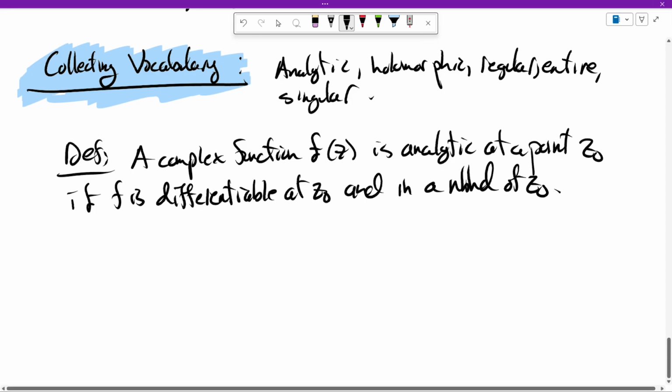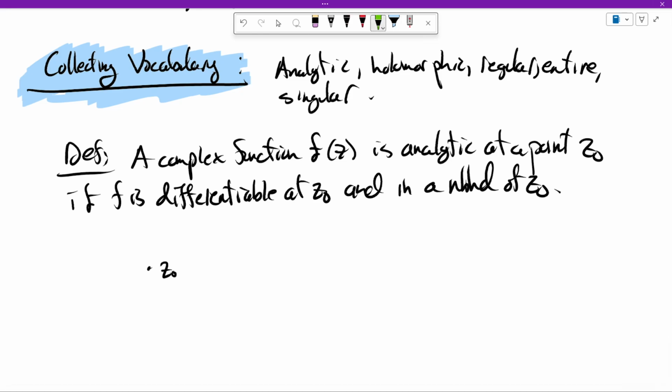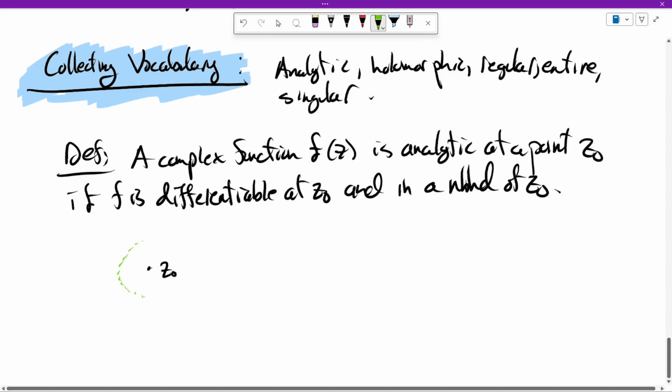So the picture is this. Suppose you have your point z0, and you know that you can make sense of the derivative there. That's the first check. So f prime of z0 exists. And a neighborhood is an open disk. So not only do you have to be differentiable at z0, you have to be differentiable at all the green points. That's the neighborhood part.